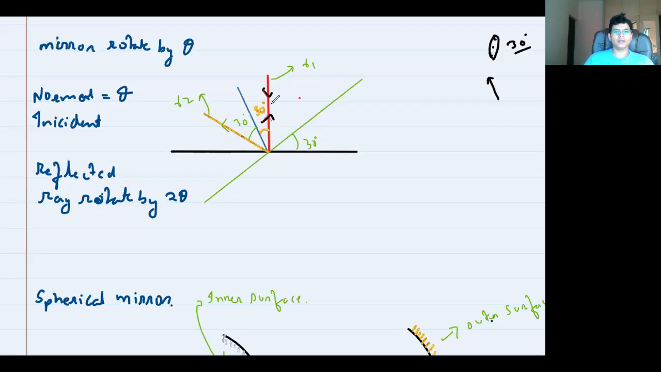So the angle of incidence was 0, angle of reflection was also 0, but now the mirror is shifted by 30 degree. So by what angle will your normal shift? Tell me, by what angle? If the mirror is shifted by theta, which is 30 degree here, by what angle will the normal shift? Tell me. Think about it.